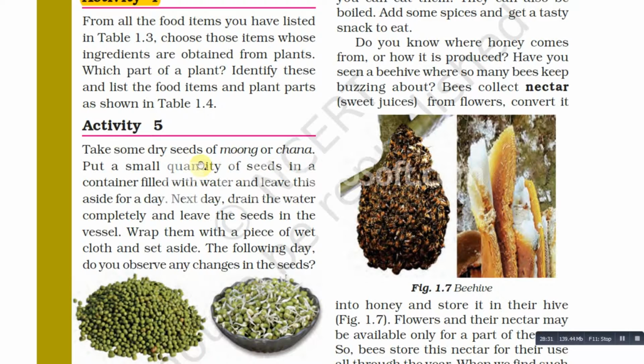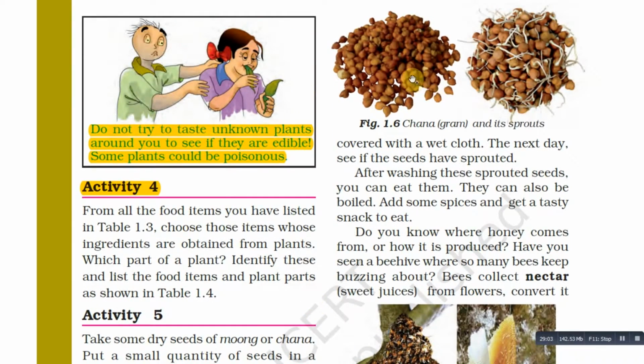Take some dried seeds of moong or chana. This is moong seed. Put a small quantity of seeds in a container filled with water. Leave this aside for a day. Then next day drain the water completely and leave the seeds in the vessel. Wrap them with a piece of wet cloth and set aside. The following day, do you observe any changes in the seeds? See here, you can do this exercise at your home. This is chana seed. After 1 or 2 days, it will look like this, and it is called a sprout.